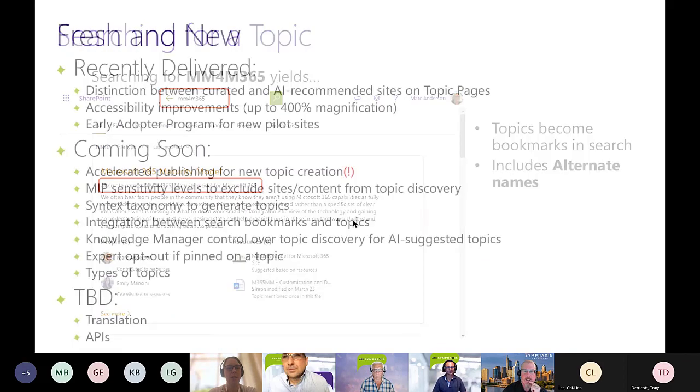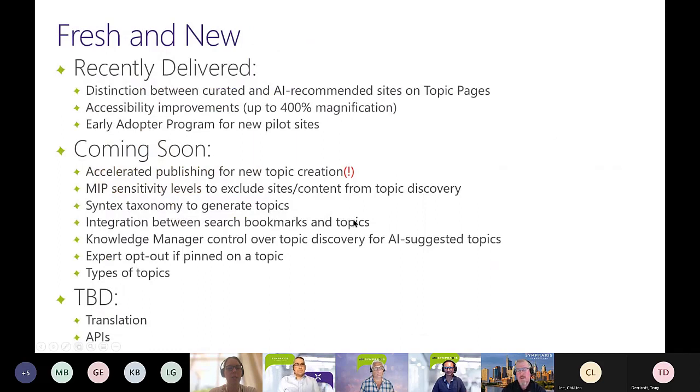It's all good. So some of what's fresh and new on Viva Topics, it's all fairly new. The thing with the exclamation point is what we talked about, that accelerated publishing for new topic creation. We're already starting to see some of the benefits of that. A few things that have been recently delivered. We talked about the distinction between suggested and pinned to tell us what's been curated versus what's recommended by the AI. There's been some accessibility improvements for folks, and there is an early adopter program.